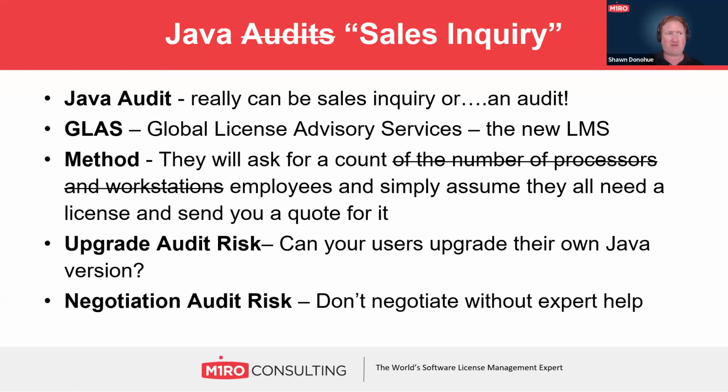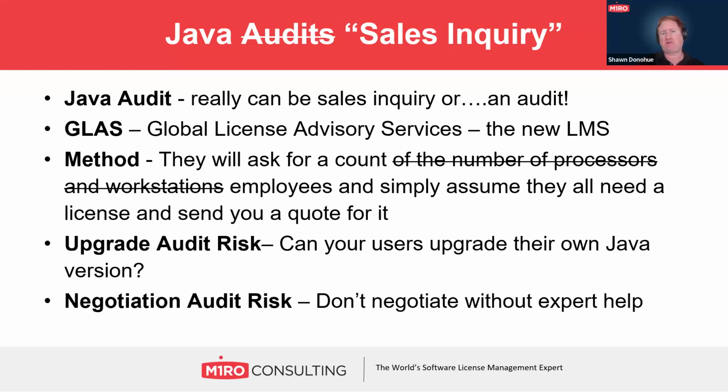So what you'll get is a Java salesperson who will call you up. They may or may not have someone from GLAS on the line. That's the Global License Advisory Service. If you aren't familiar with that, they used to be called LMS, which was the License Management Service out of Oracle. So you get a call from a salesperson, and there's somebody who says they're from the license advisory. You are being probed for a Java audit.